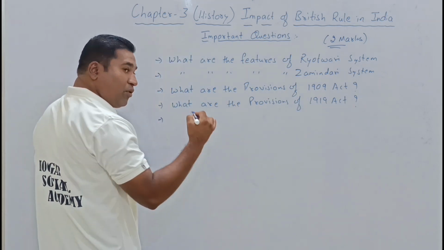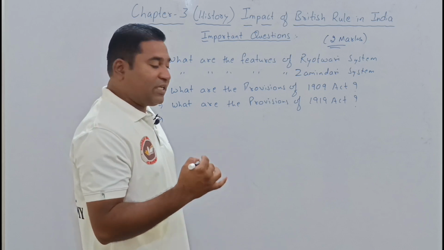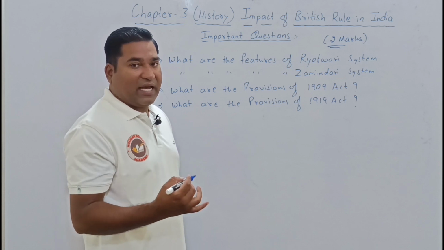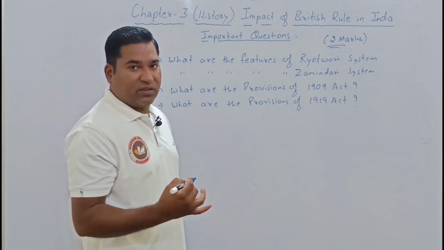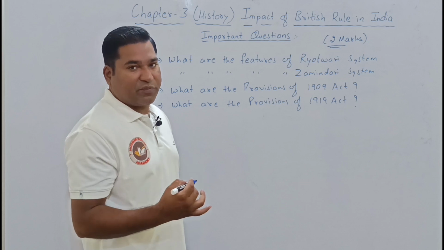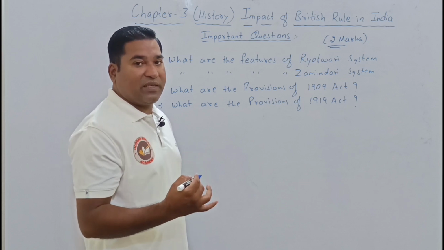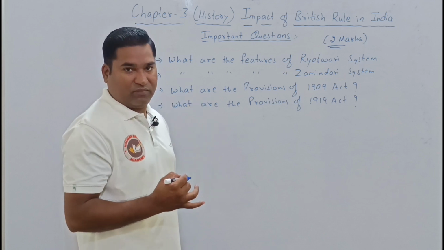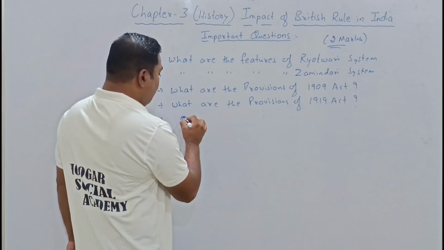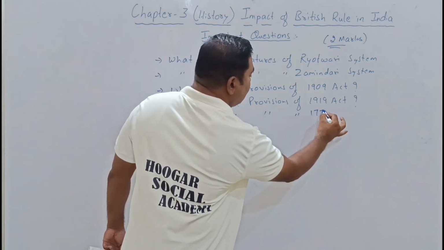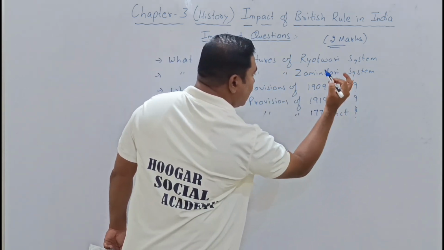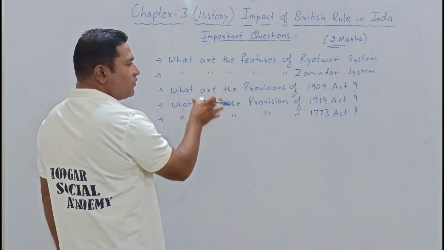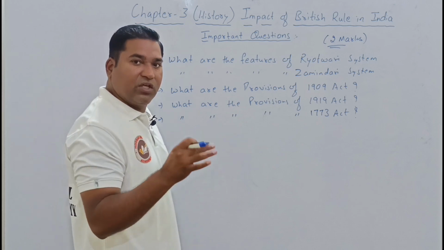Moreover, one more act is very important, called the 1773 Regulating Act. It is because in that act, Edmund Burke, who was a member of the British Parliament, said that the tax being collected by the England government from the East India Company is a criminal tax. So here, what are the provisions of the 1773 Act? Also one of the important questions for the 2 marks. So these five questions are very important questions for the 2 marks.